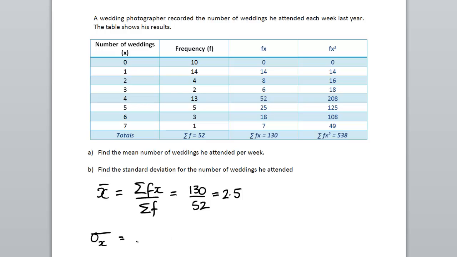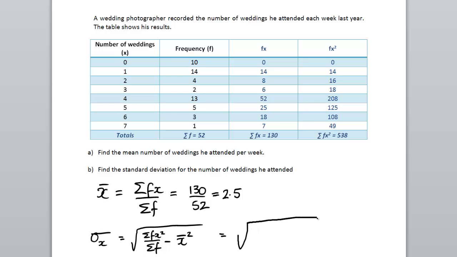So we need the square root of sigma fx squared over sigma f minus the mean squared. Purists amongst you might say, well, why am I not using mu? Well, I'm not.